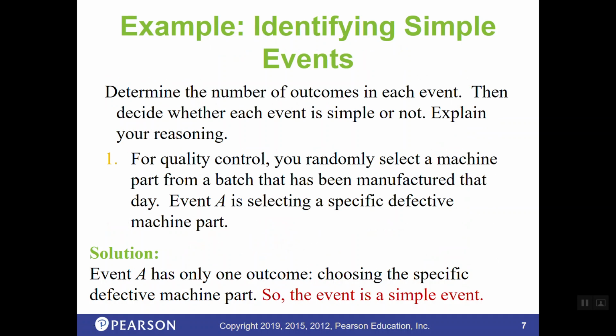Determine the number of outcomes in each event, then decide whether each event is simple or not, and explain your reasoning. Number 1: for quality control, you randomly select a machine part from a batch that has been manufactured that day. Event A is selecting a specific defective machine part. So event A has only one outcome. There is only one that has a specific defect. So choosing the specific defective machine part is a simple event.